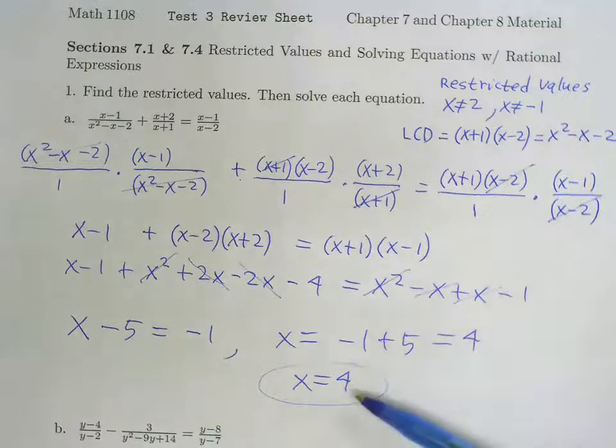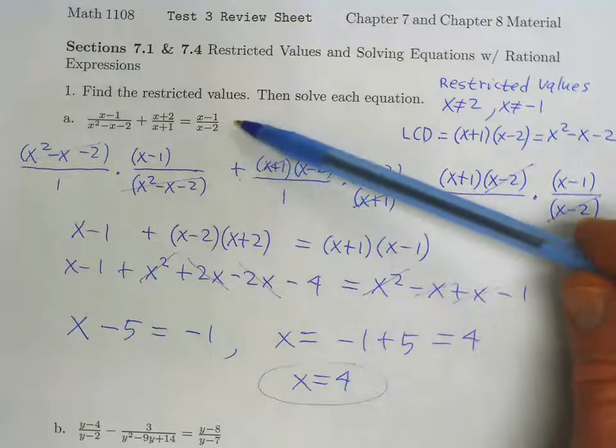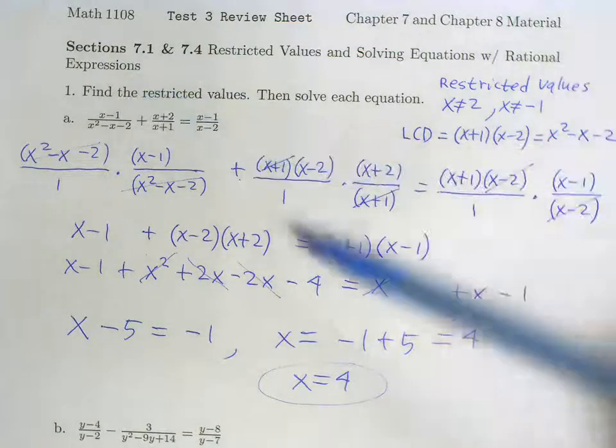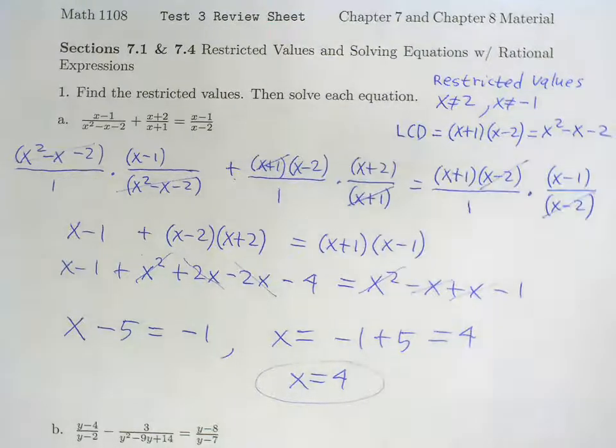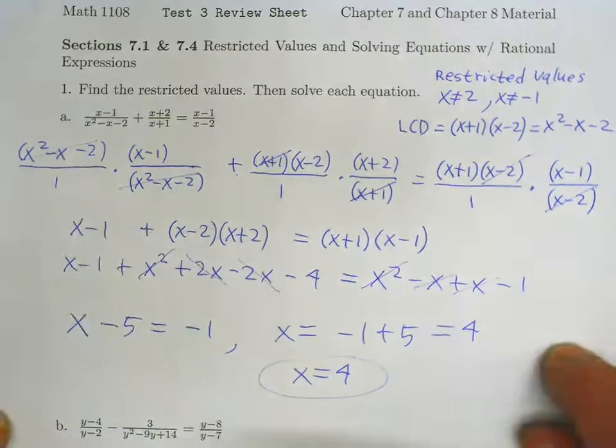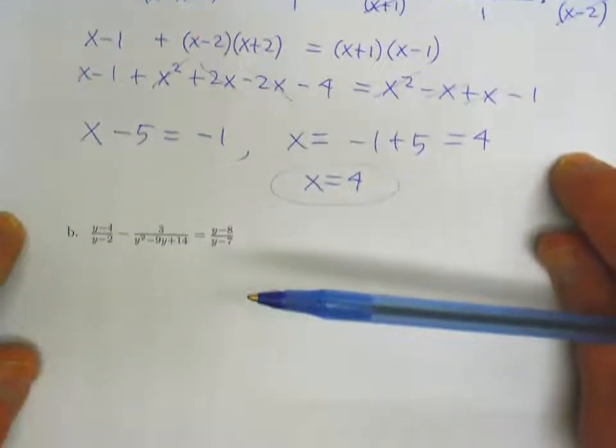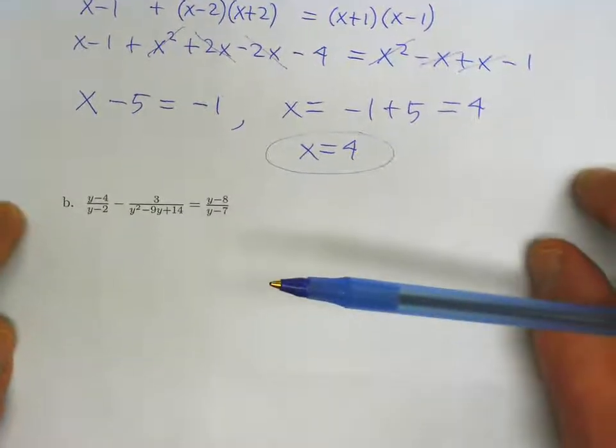But if you want to make sure, you can always go back to the original equation and replace every x with 4 and make sure that the resulting equation is true. But for now, we'll bypass that and look at another example.